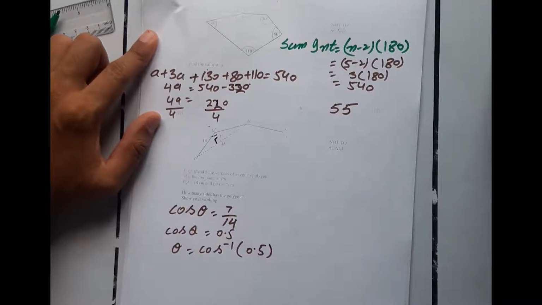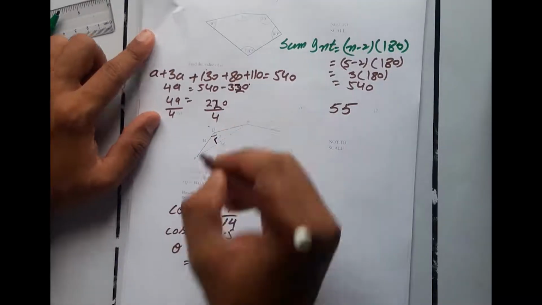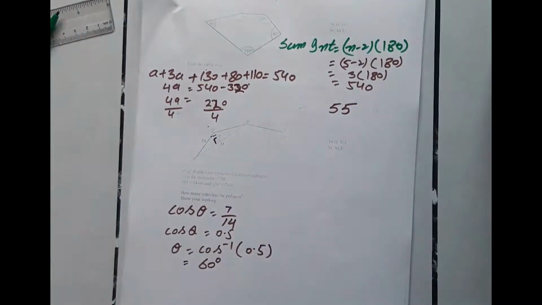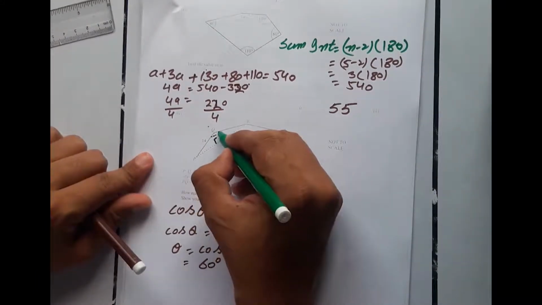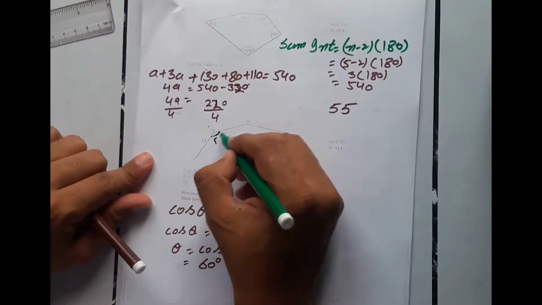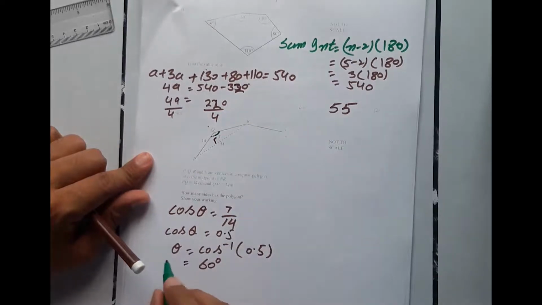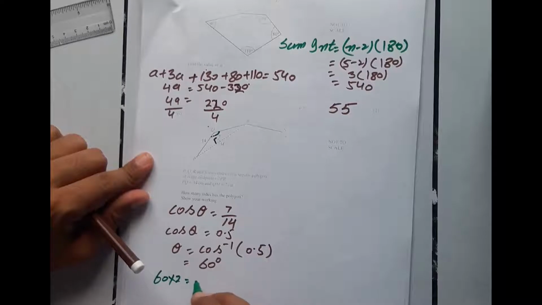Cos inverse will become 0.5. This is equal to 60 degrees. We have to find the interior angle, each interior angle. This is 60, then this will also be 60. So the whole angle will be 60 times 2, which is equal to 120, which is basically PQR.